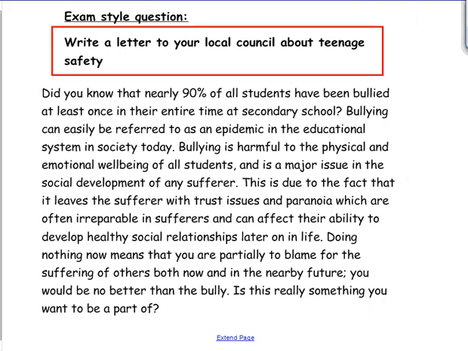For the purpose of this example, I've used the following question. Write a letter to your local council about teenage safety. For this, I've taken the first bullet point, which was based on bullying, an experience that many students have had.